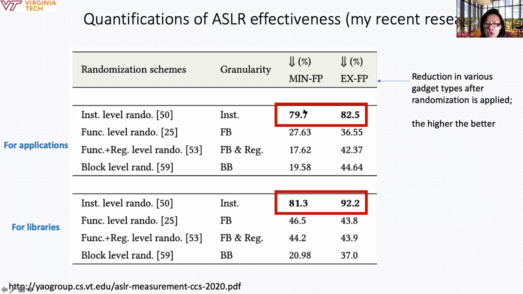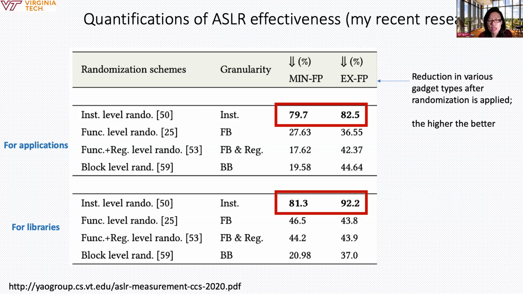Here is a percentage, this is 80%. What is this? This is the reduction in various gadgets. We compare with and without ASLR: how many gadgets are there, and how many gadgets disappeared with ASLR applied. You can see that with instruction-level randomization, these two types of gadgets get a huge reduction, 80%, which means only 20% of them are intact.